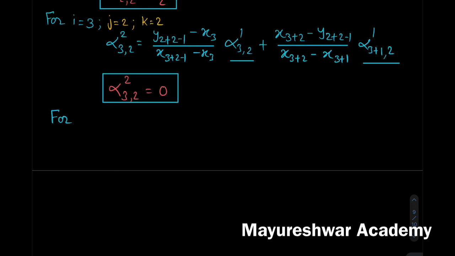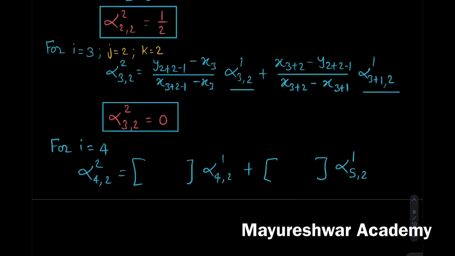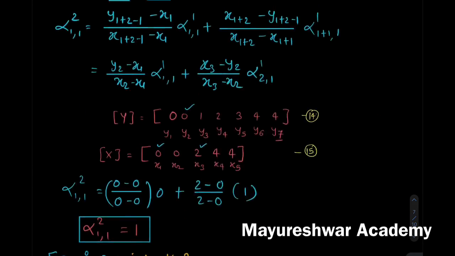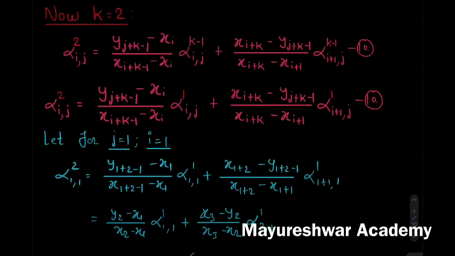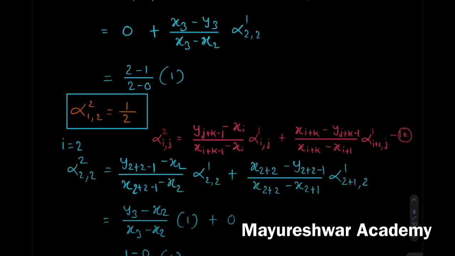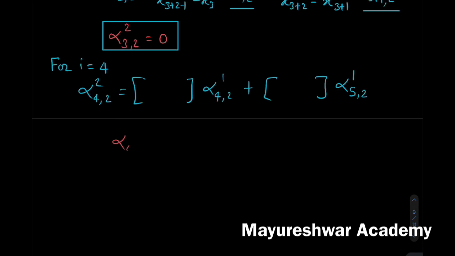Okay, so now again move on with i equal to 4. So we are calculating alpha 4 2. Naturally it will have some bracket multiplied by alpha 4 comma 2 and plus 5 comma 2, and we know that these values are 0, because only in this case 2 comma 2 is unity, other values comma 2 are 0 for the first order. So that's why again this value is going to be straight away 0. Alpha 4 2 is equal to 0. This is the final value.